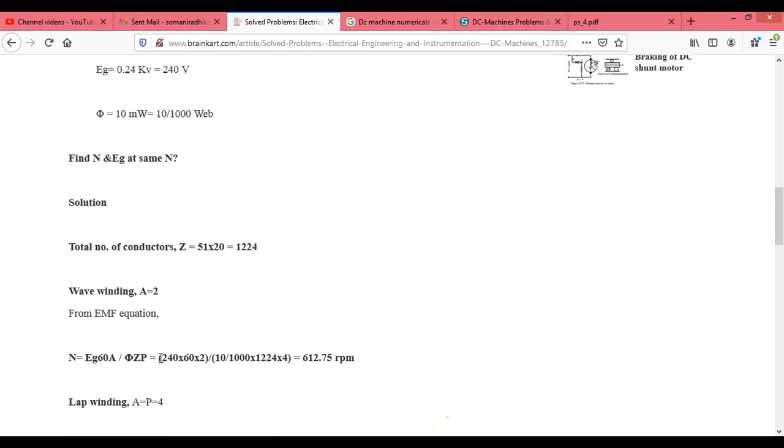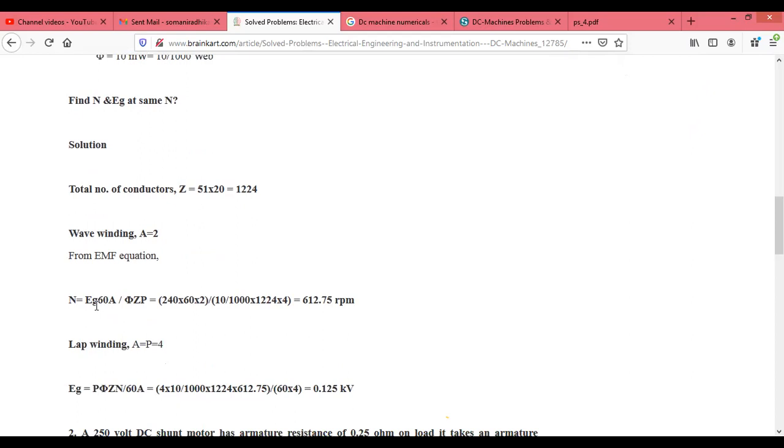Okay. So here, now we are having the equation for EG. What was our equation? EG equal to N P phi Z upon 60A. The equation is the same one I have written, only I am rearranging because you are supposed to find the speed first. So you can convert that equation for speed, that will become N equal to EG into 60A upon P phi Z. All values they have already given, you can put them in, solve, and you will get rotation per minute.